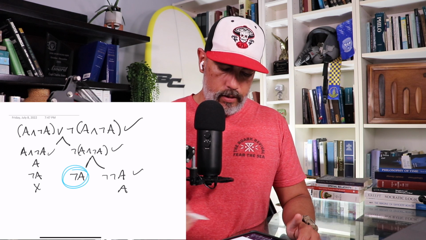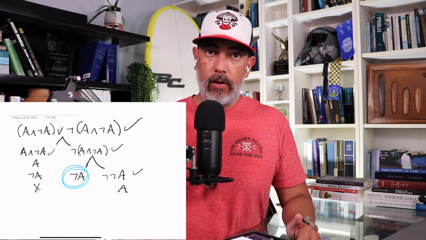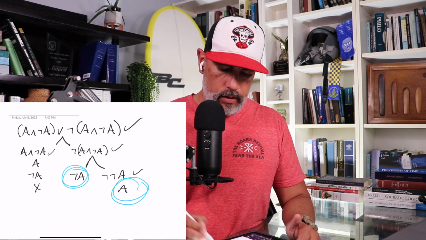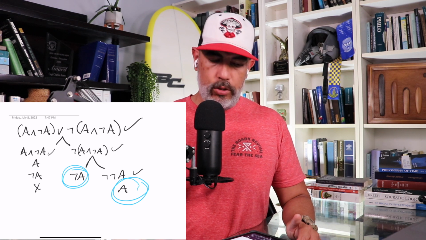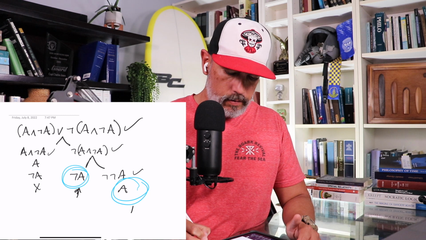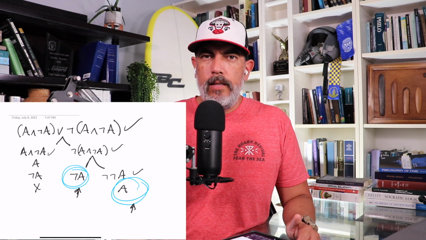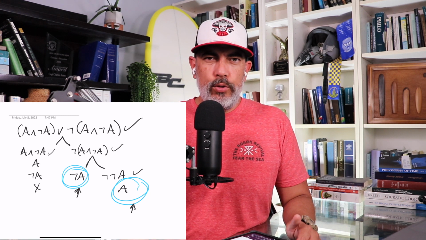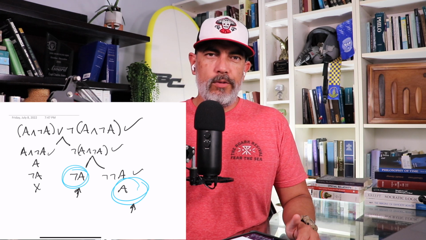We have A being false. When A is false, this is true. And over here, when A is true, this is true. I forgot to do my little up arrows, by the way. So A can only be true or false. What's up with that closed branch?